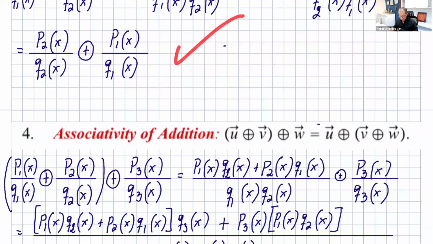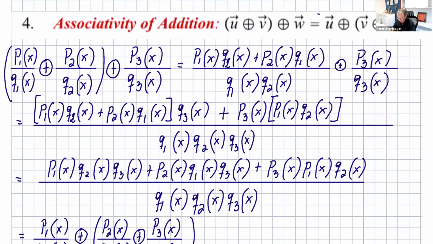Number 4, it's kind of long, but I did part of it. So associative property, you should start the same way. So we have to have that. So you write again the first two of them, rational functions, and of course the vector addition is going to give us that. So then it's plus P3 of x, Q3 of x.